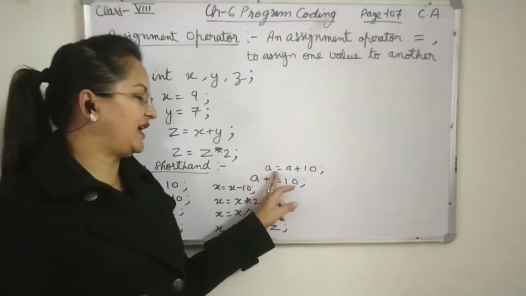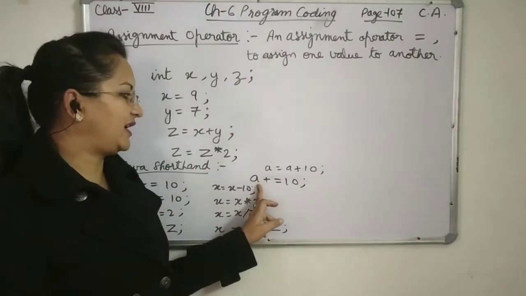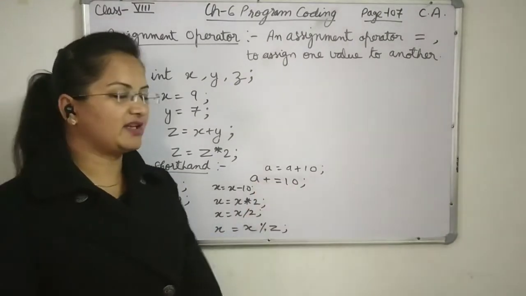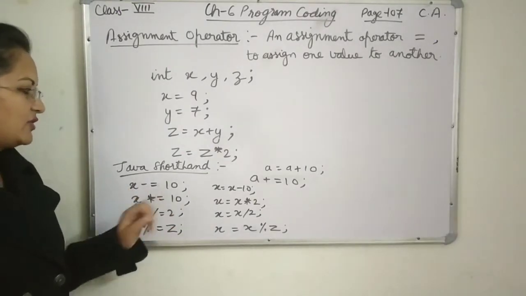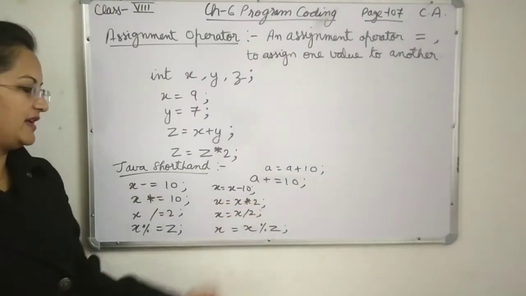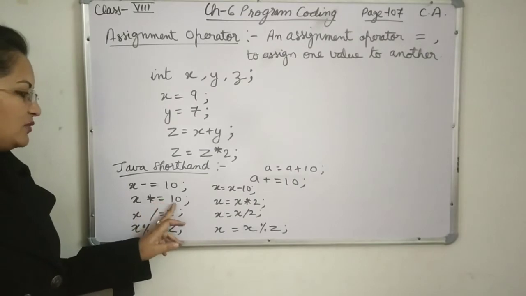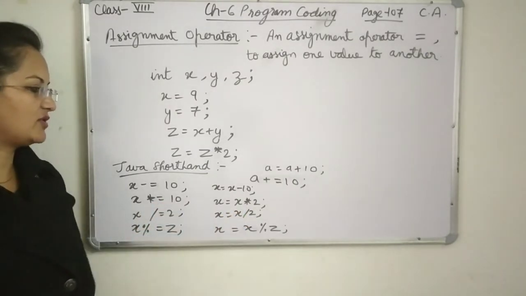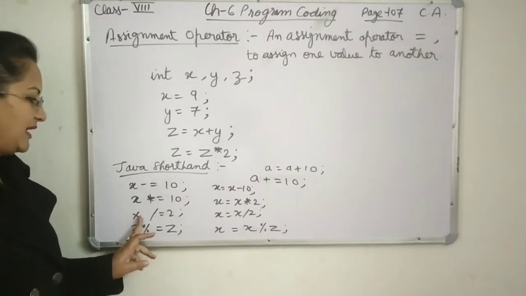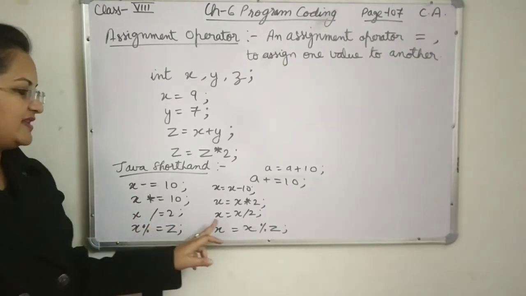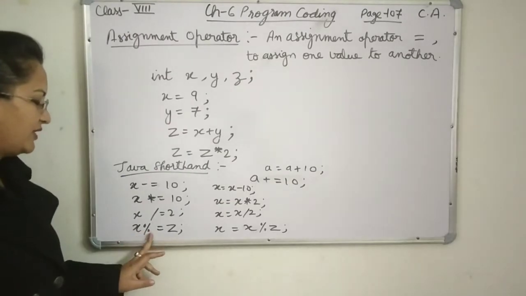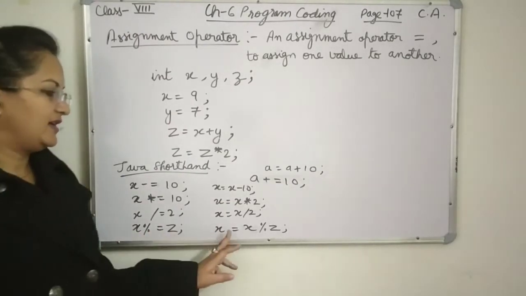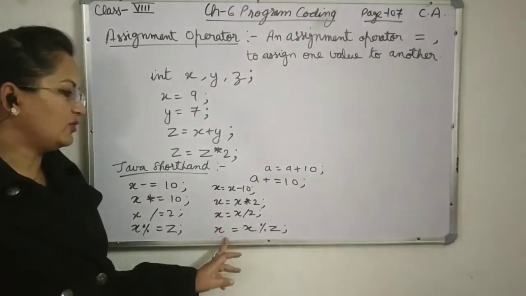So the shorthand is like this. You can see this is a and this is expression here. So it is a, then operator, then equal to, and then the expression. Same way, x minus equals 10, we can write x equals x minus 10. X multiply equals 10 means x equals x multiplied by 10. X divide equals 2 means x is divided by 2 and assigned to x. X modulus equals z means x modulus z is assigned to x.